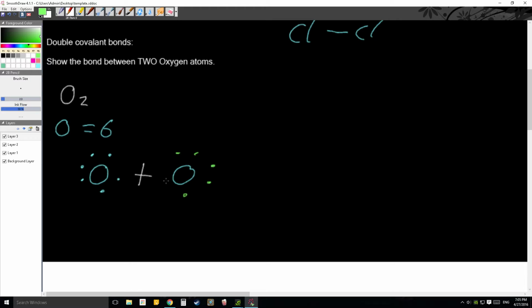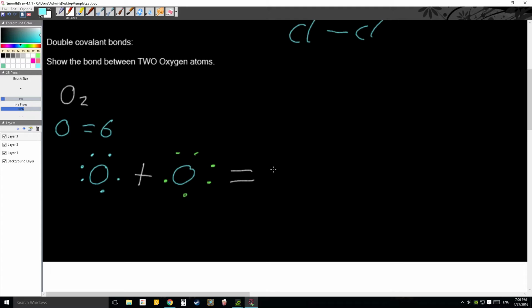6 on individual sides. And now we can do what we did before, where we write them as sort of like we did before, but this time it's a double bond, and I'll show how that works. That's why I wrote them in different colors.